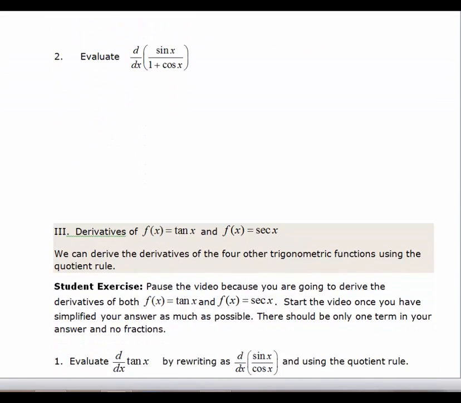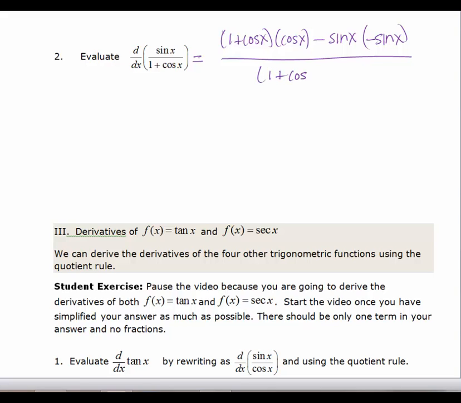All right, let's look at the next one. I'm going to start by using the quotient rule. So it's the bottom, 1 plus cosine x, times derivative of the top, which is cosine x, minus top, sine x, times derivative of the bottom. So the derivative of 1 is 0, but the derivative of cosine is negative sine, all over the denominator squared. So my job is to simplify as much as possible.